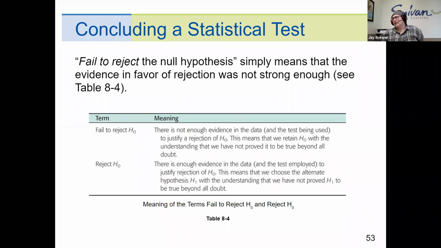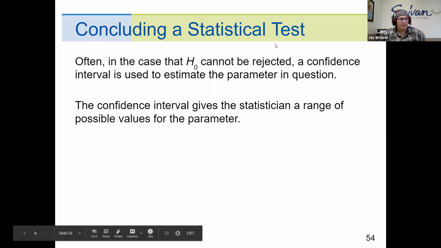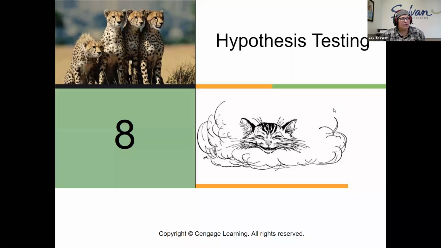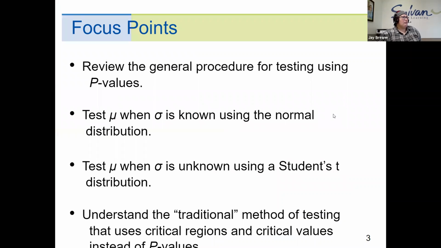It's a very, very long section. Often in the case that H sub 0 cannot be rejected, a confidence interval is used to estimate the parameter in question. The confidence interval gives the statistician a range of possible values for the parameter. All right, finally, we are done with that one. Okay, 8.2, testing the mean. You can take a look at that for yourselves.